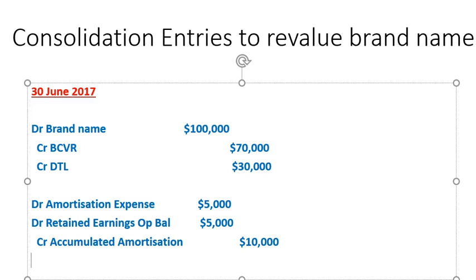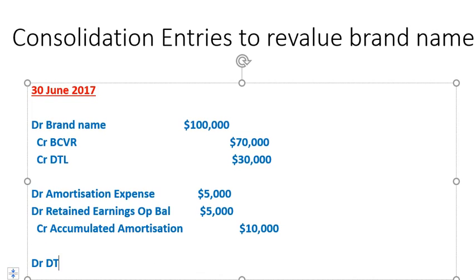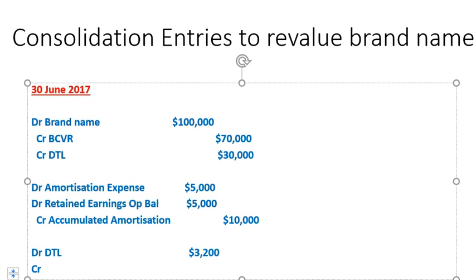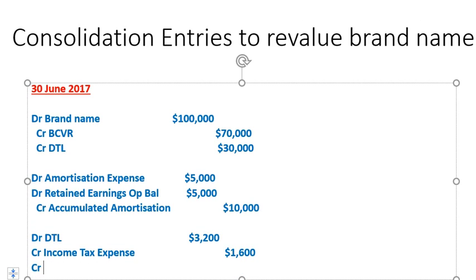So again, we'll need to record the tax effect for this. So we'll debit deferred tax liability by $3,200. All right. We will credit the income tax expense by $1,600, and we will credit retained earnings opening balance by another $1,600.